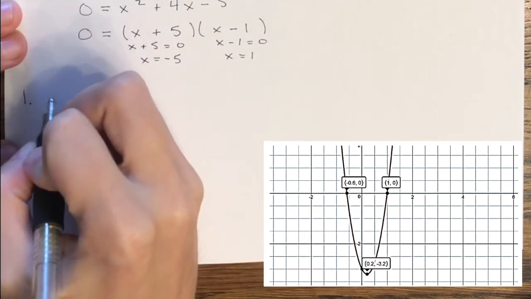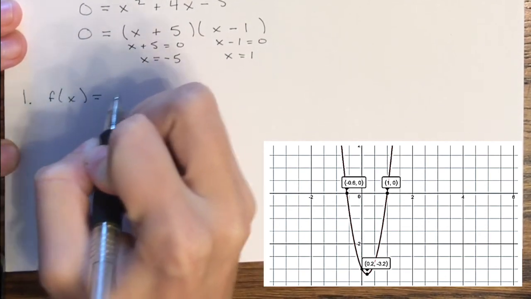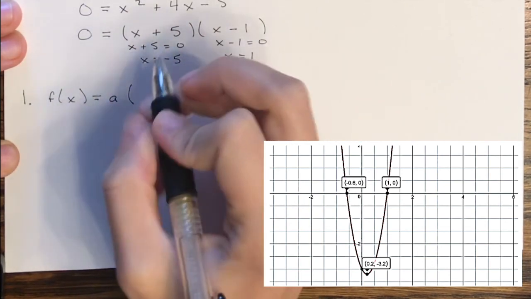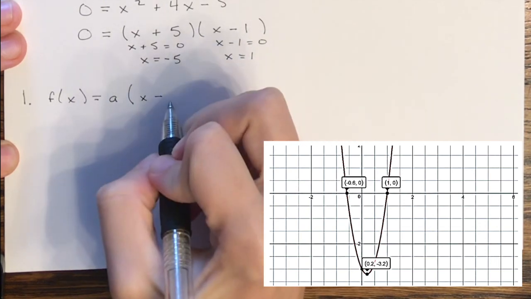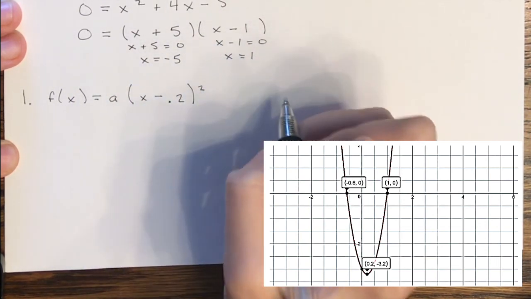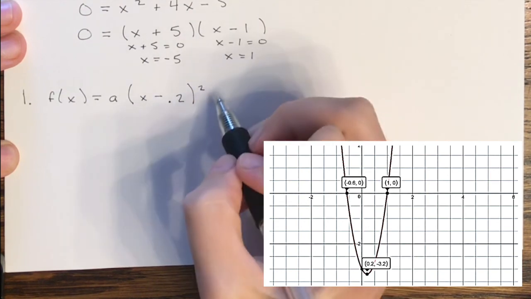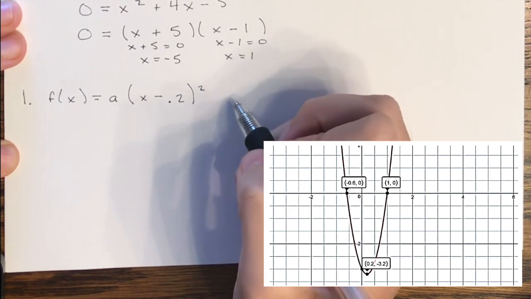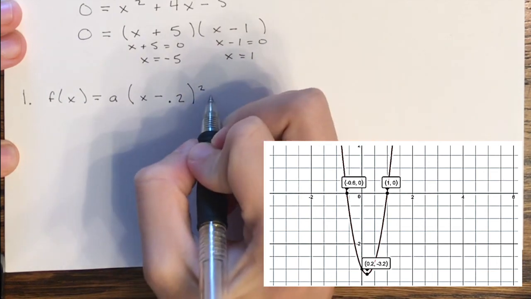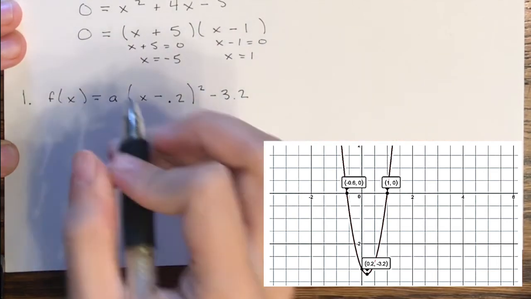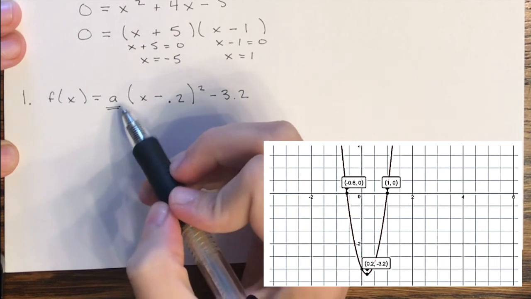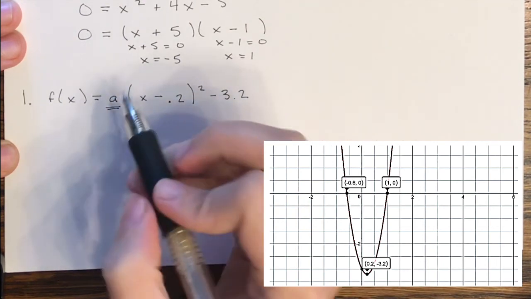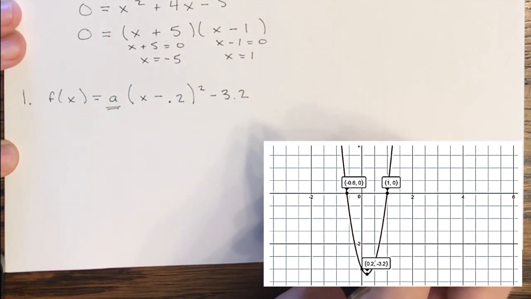So we have f of x equals a times x minus h, which is the x value of our vertex, 0.2, squared, and then plus k. K is the y value of our vertex, so we end up with minus 3.2. All right, so we're left with a, which we need to find here. How have we found a in the past? How have we found our leading coefficient in the past?